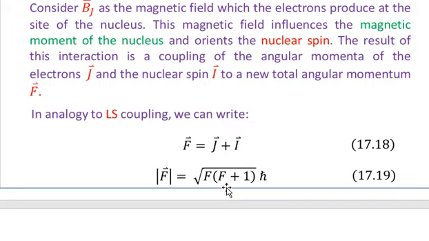So you should clearly discriminate between the quantum number and the angular momentum. On the left hand side we have the magnitude of the angular momentum, on the right hand side we have the square root of F into F plus 1, and that F is actually the total quantum number of the atom. You see that here we are including the effect of the nucleus also, that is the nuclear spin. So it means that we are talking about the hyperfine structure.